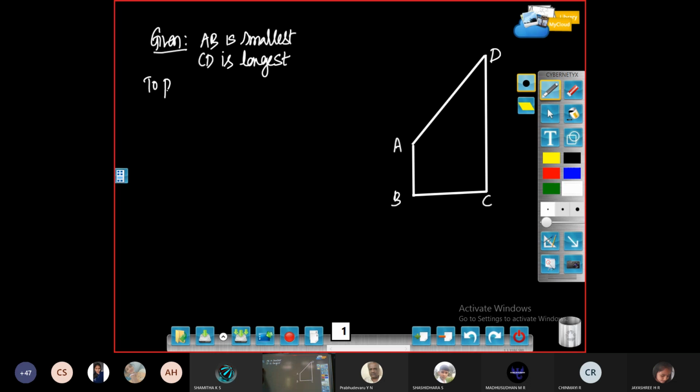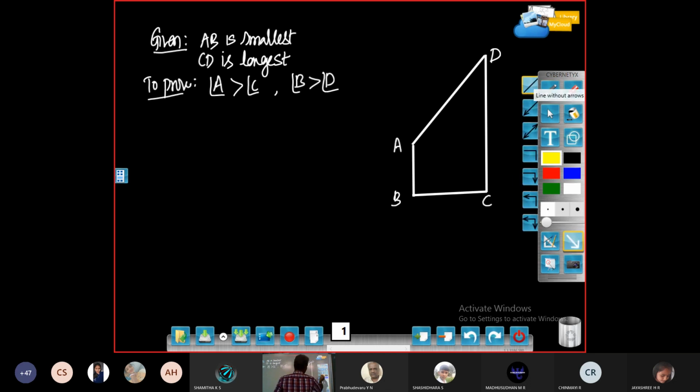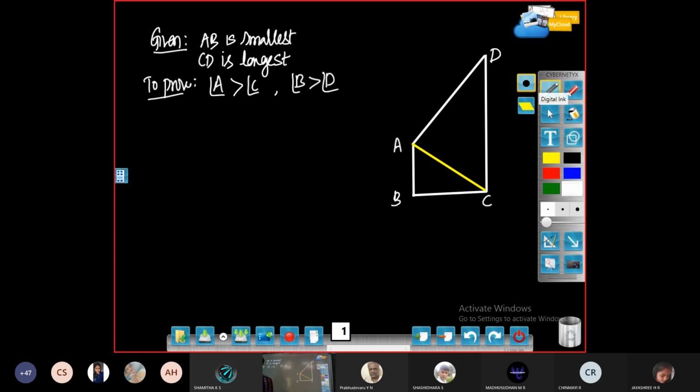So what we need to prove here are two relations. We have to prove that angle A is greater than angle C and angle B is also greater than angle D. To compare A and C, let me join this by a line segment. I have divided this quadrilateral into two triangles, ABC and ACD. Now in these two triangles you can compare the angles.